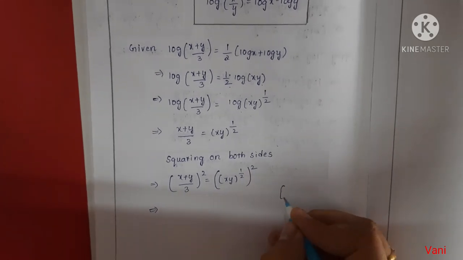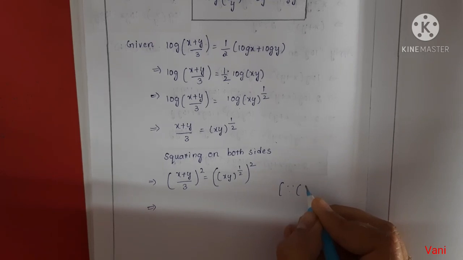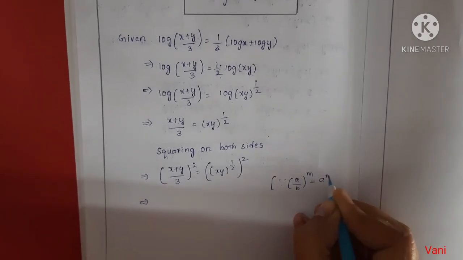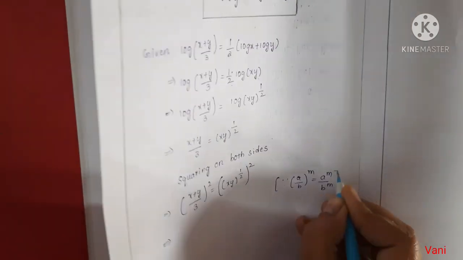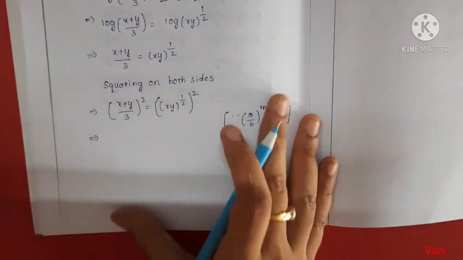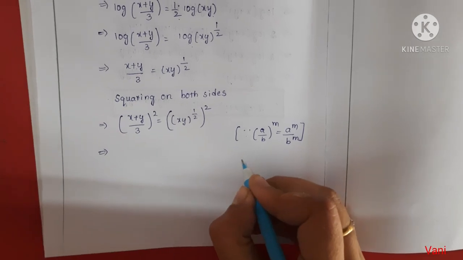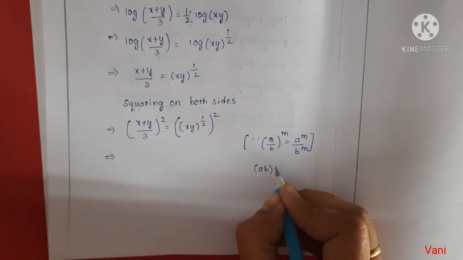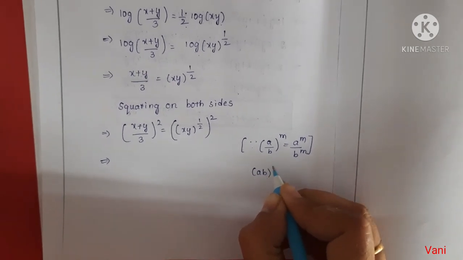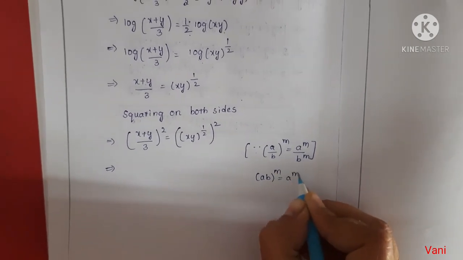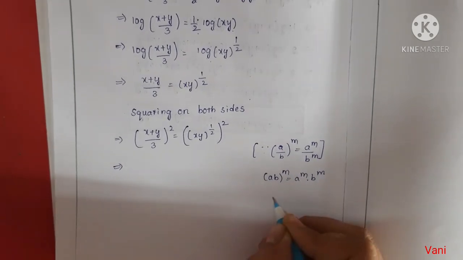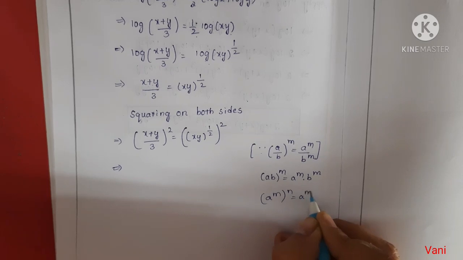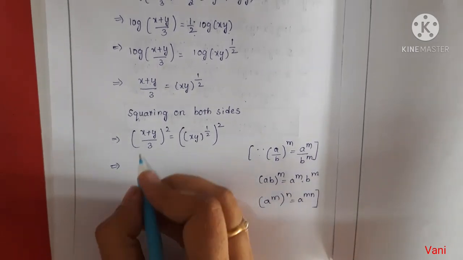In exponents and powers we have the formula (a by b) whole power m is equal to a power m by b power m. And another formula, (ab) whole power m is equal to a power m into b power m, and (a power m) whole power n means a power m into n. So these formulas we will use here.